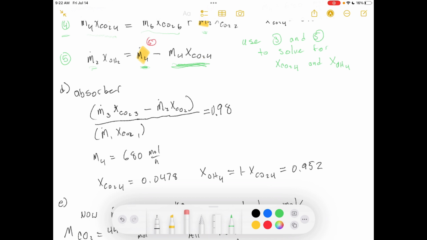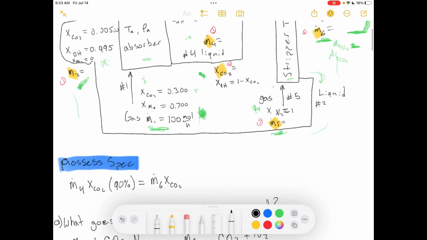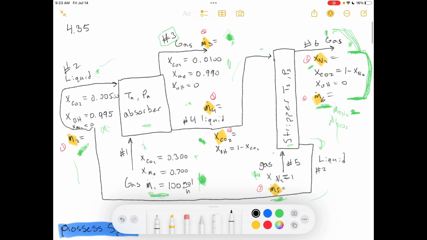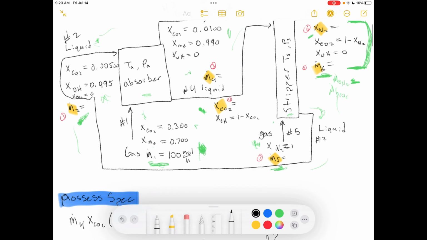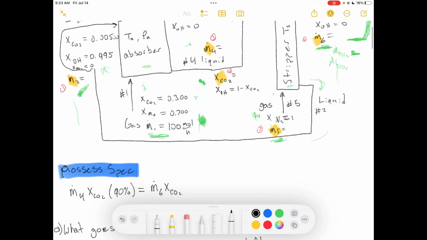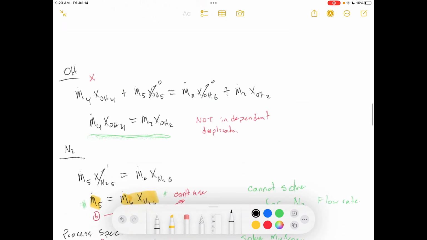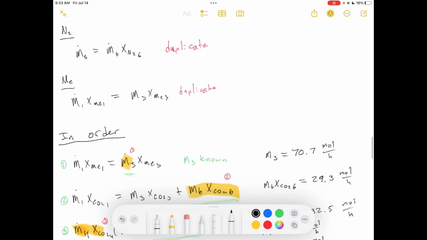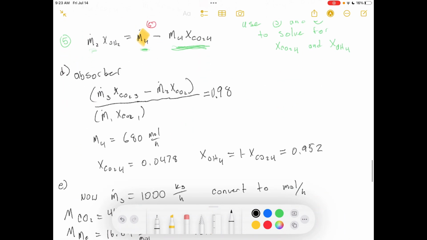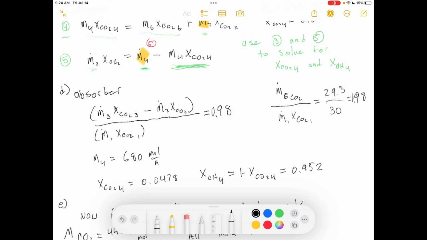The other thing that you can do is you could say, okay, the amount of CO2 that's getting absorbed is the amount of CO2 that's in stream 6. Okay, so if we did stream 6 divided by how much CO2 is going in, which is stream number 1, so if we did stream 6 divided by stream 1, we should get the same thing. Okay, and indeed we do get the same thing.